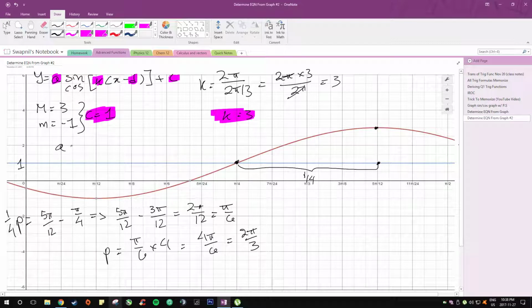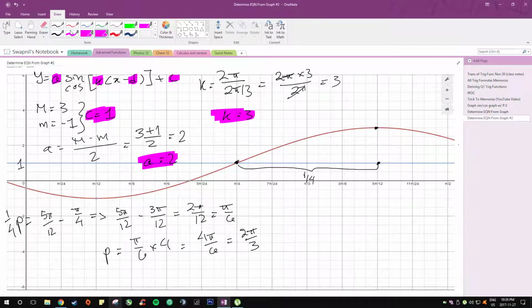So that means a is 2. The mathematical way to find this is a is max minus min divided by 2. So 3 minus 1 is plus 1. Plus 1 divided by 2, that's 4 divided by 2, which is 2. So a is 2.